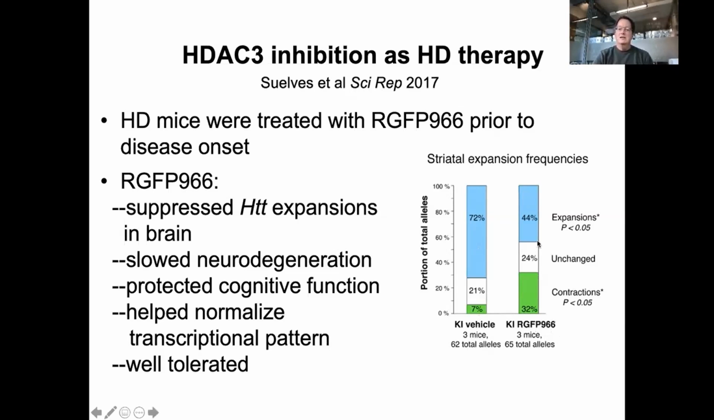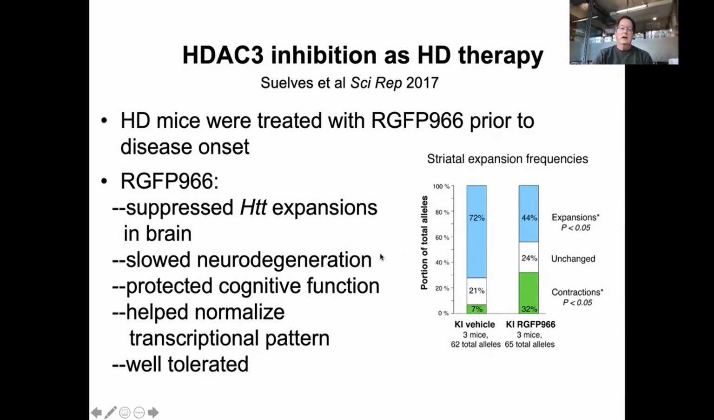In the presence of 966, you can see we significantly reduced the expansion frequency. And in fact, this drug actually leads to a number of alleles which are slightly shorter. So the overall mutational load has been significantly reduced. We've slowed down the genetic train in the striatum of these mice.